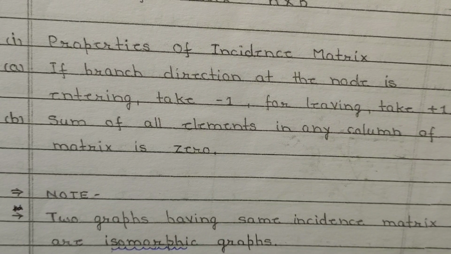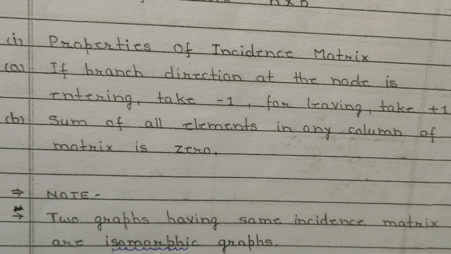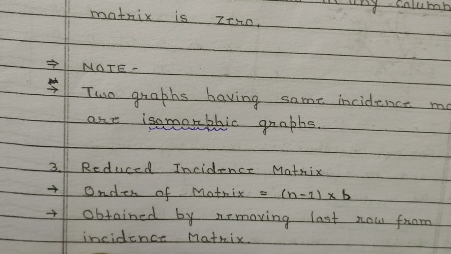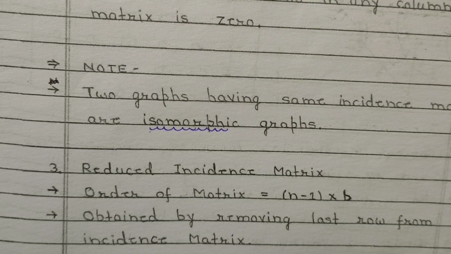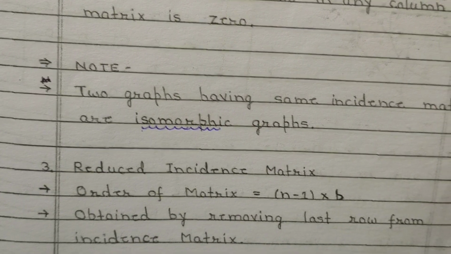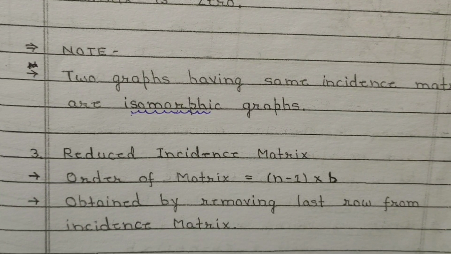Reduced incidence matrix. Incidence matrix order is nodes by branches. The reduced incidence matrix has nodes reduced by 1 into branches, obtained by removing the last row from the incidence matrix.